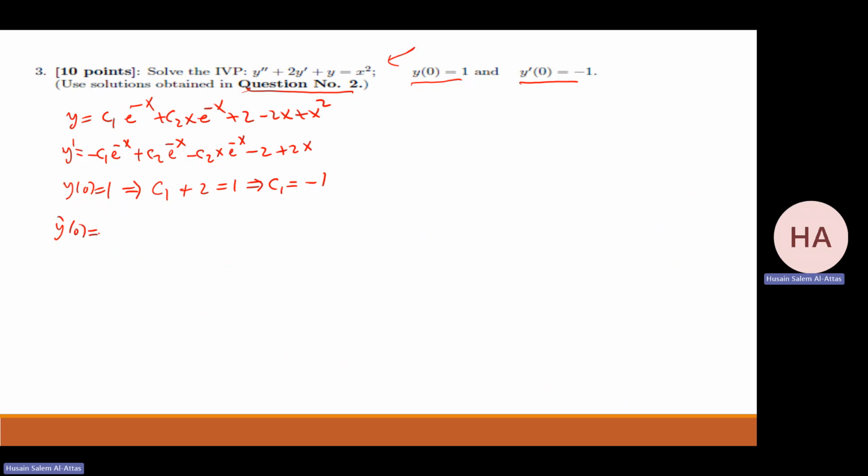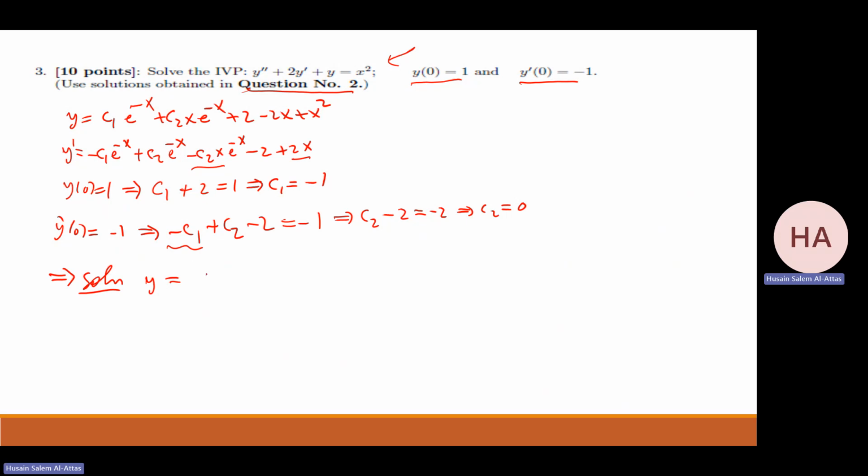Y prime at 0 is equal to minus 1. So you have what? Minus C1 plus C2, minus 2, since X is 0, equal to minus 1. So you have C2 minus 2, this is minus minus 1, so it's 1. Take it to the other side, equal minus 2. So C2 equals 0. So my solution for this initial condition will be... this is 1 minus 2, minus 1 is equal to minus 1. Yeah, so C2 equals 0.